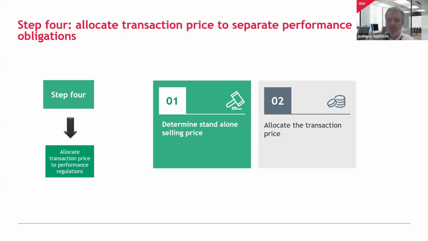But take the full amount now. Work out the proportions representing each of the different selling prices and use those proportions to share out the total transaction price, as we do on the next slide with an example.